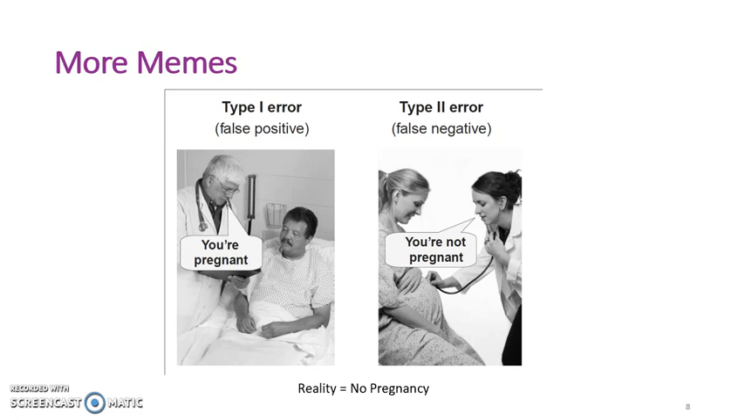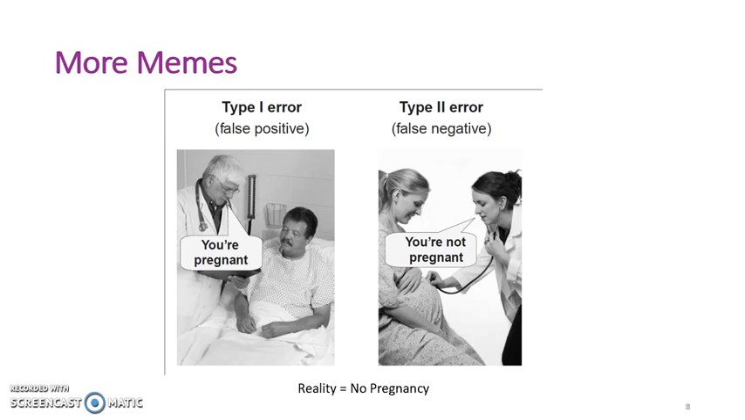this woman is clearly pregnant. We can see that visually. And this doctor is measuring the heartbeat of the baby and telling her that she's not pregnant. This is a false negative. So in reality, there is an effect, but the doctor is telling her that there is no effect. In reality, there is a baby, but the doctor is telling her there is no baby.